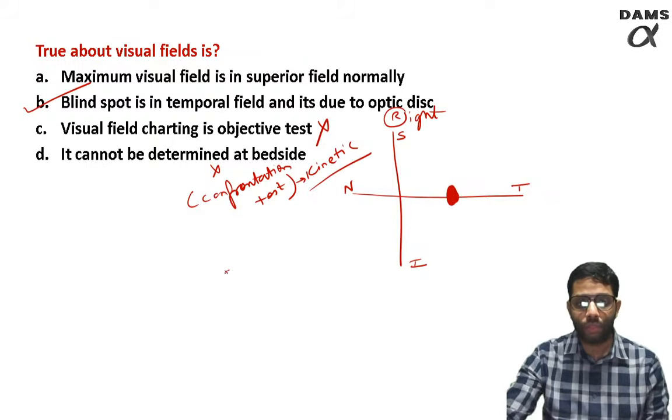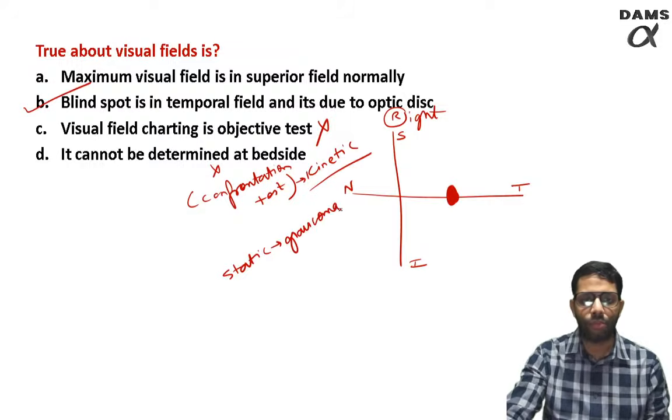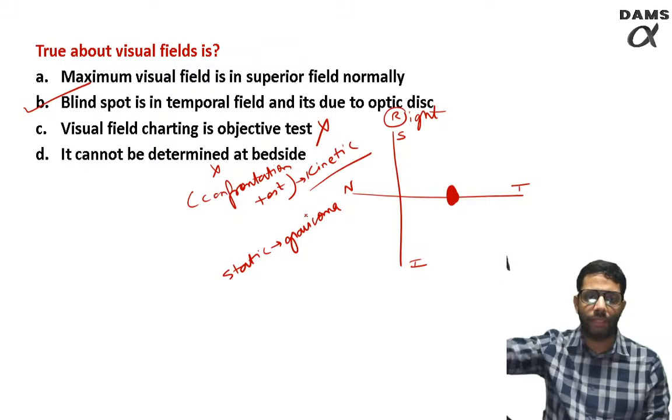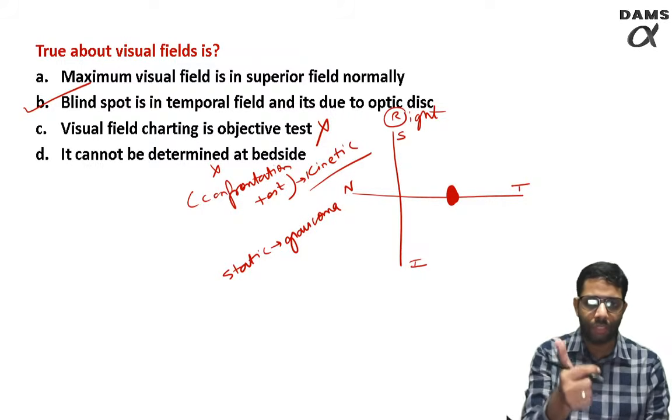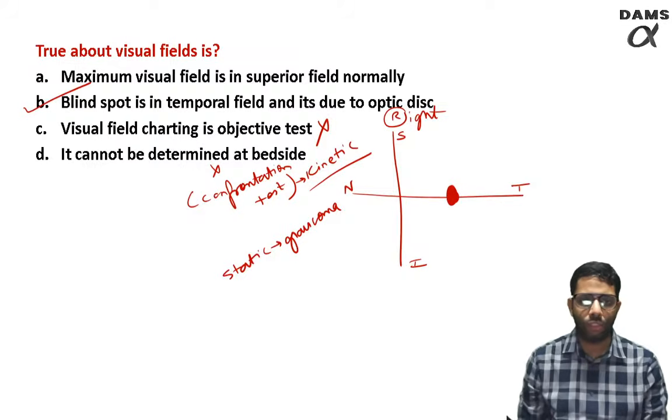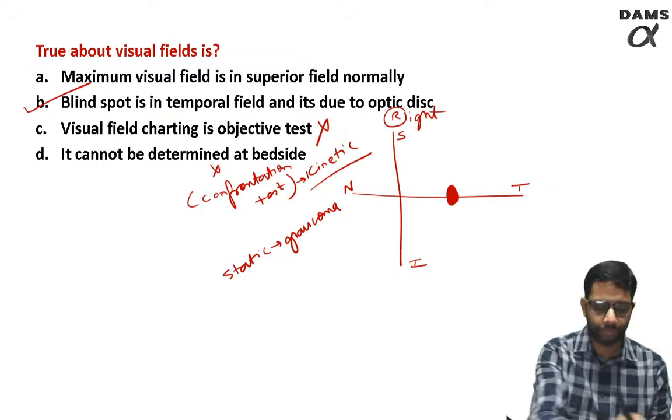In glaucoma, we use static perimetry, that is the Humphrey static perimetry, in which the stimulus does not move, the intensity keeps on changing. Multiple intensities, multiple stimuli are given, and the patient is given a trigger. If the patient sees, he presses the trigger. That is also subjective. Every visual field is a subjective test, not objective. So B is the answer to this question. Kinetic is preferred in neurological disorders, static is preferred in glaucoma.